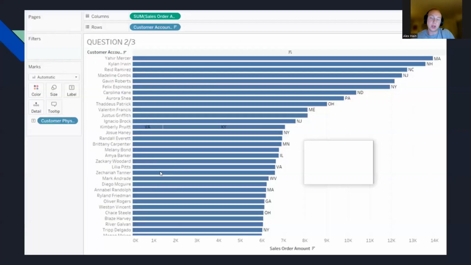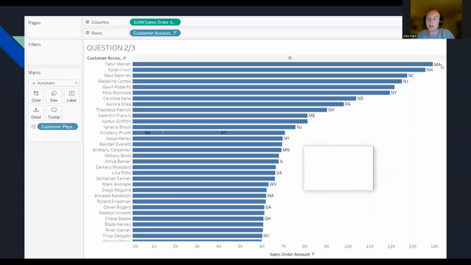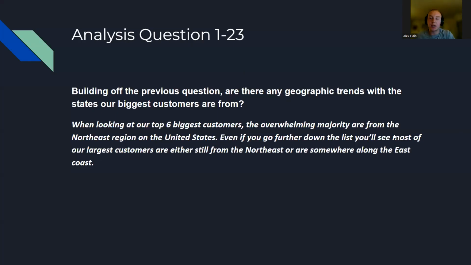So here's a visual for that. You can see on the right-hand side, it's ordered by sales order amount, descending. On the right-hand side, you have the label for the state, as well as the customer names here as well. So just a little visual for that. And then the next question I asked tied into that last question.